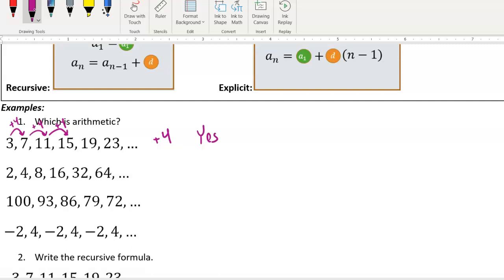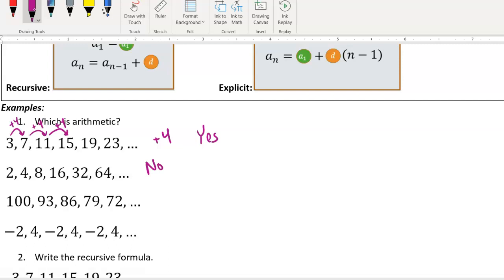The next one goes 2, 4, 8, 16, 32, 64. For this one, it is a sequence because we are multiplying by 2 each time, because 2 times 2 is 4, 4 times 2 is 8, 8 times 2 is 16, and so on. But we are not adding the same amount, so no, this is not an arithmetic sequence.